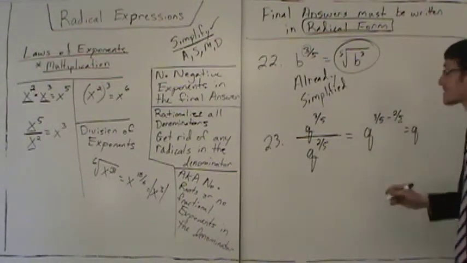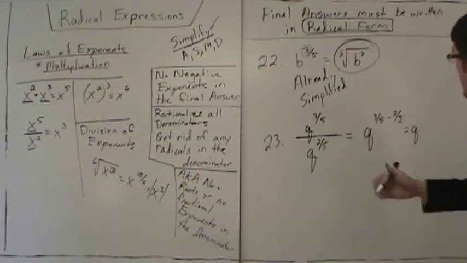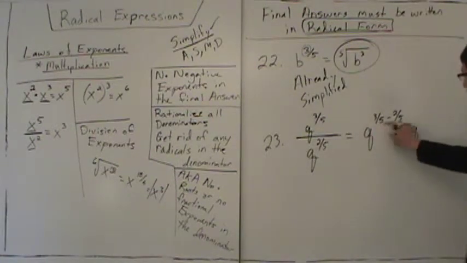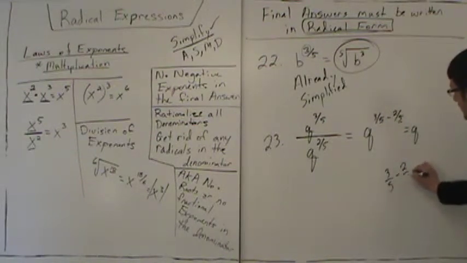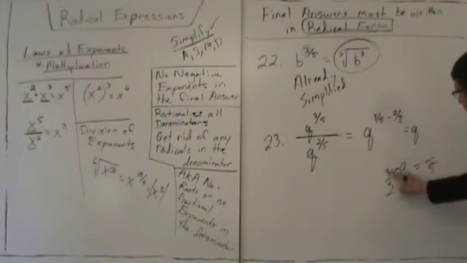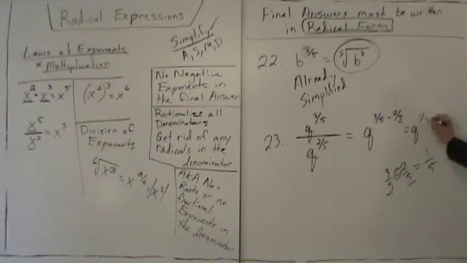Notice that in order to subtract fractions, the denominator must match. Notice that our denominator matches our denominator. So this is q to the, notice, 3/5 minus 2/5. The denominator will not change when we add or subtract. So this is the denominator 5. 3 minus 2 is 1. So we end up with q to the 1/5.